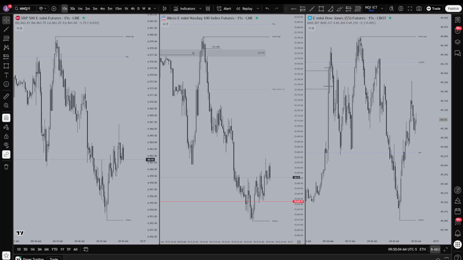Got this 1 minute gap tap right here. These candles are weird.